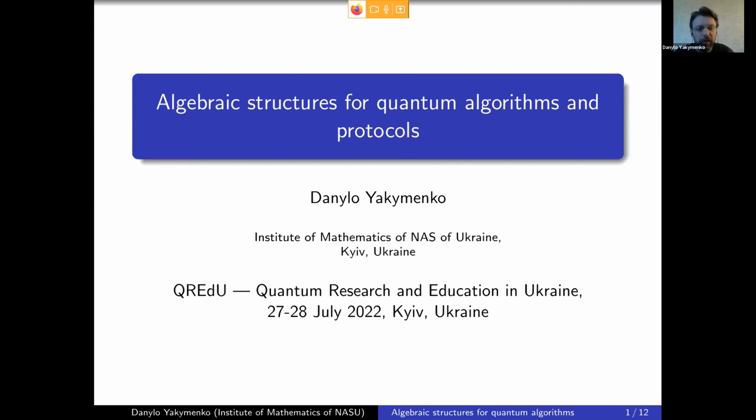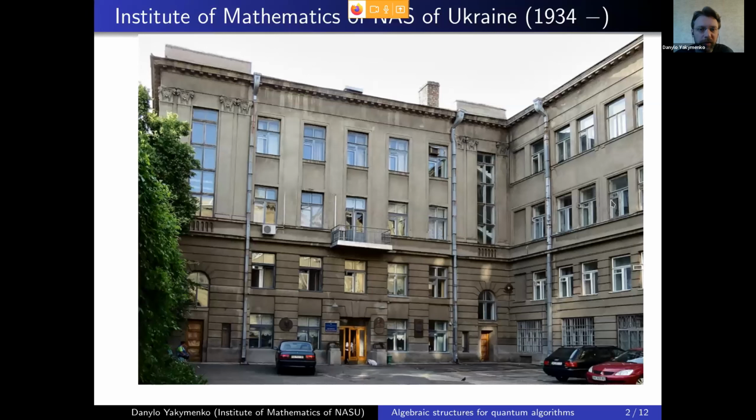Thank you for the introduction. I will talk about some of our research, mine and my colleagues' from the Institute of Mathematics. Our Institute of Mathematics is a part of the National Academy of Sciences of Ukraine. It was founded in 1934, and now it has 11 departments with various fields of research in mathematics.